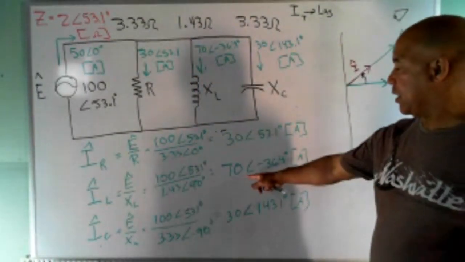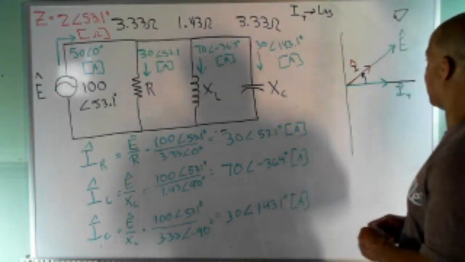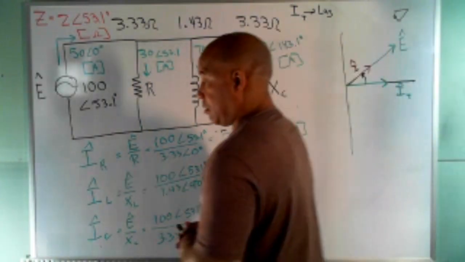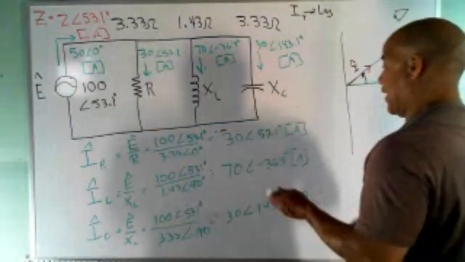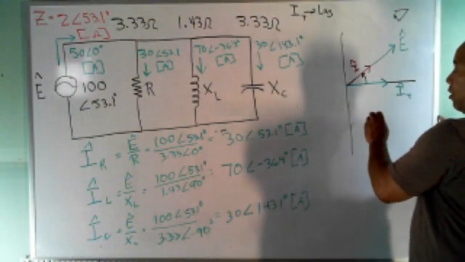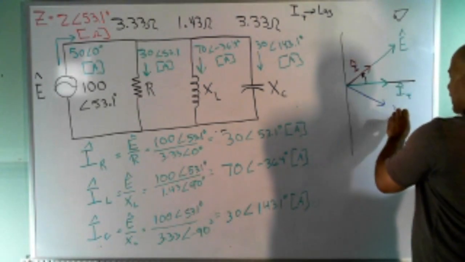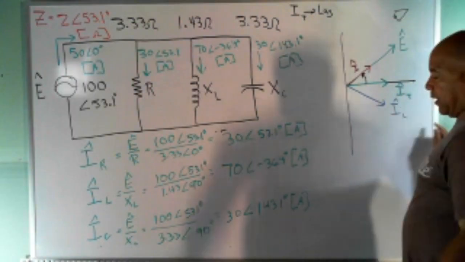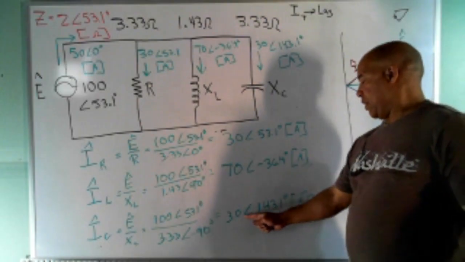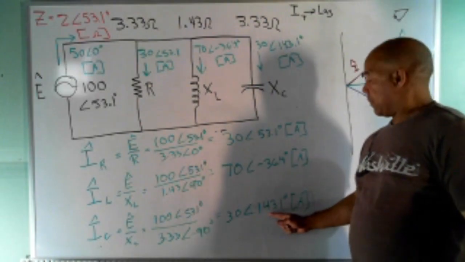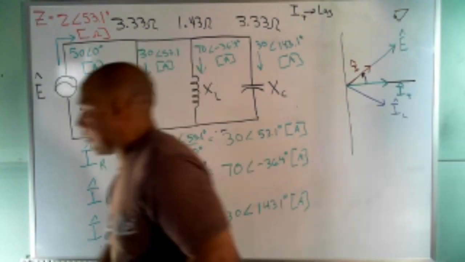I got my current from my inductor. It's at minus 36 degrees. So let me use the blue marker. My inductor's in quadrant 4, so it's like this. That's IL. And look at this, this is 30 angle 143. Actually, I drew this like an impedance diagram.